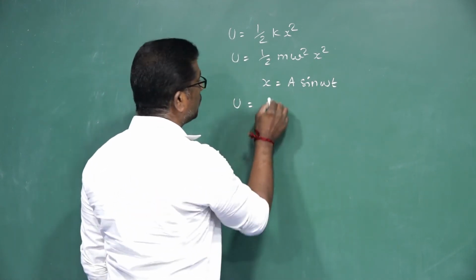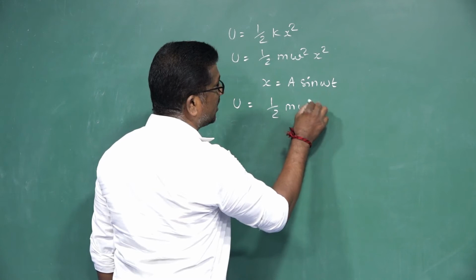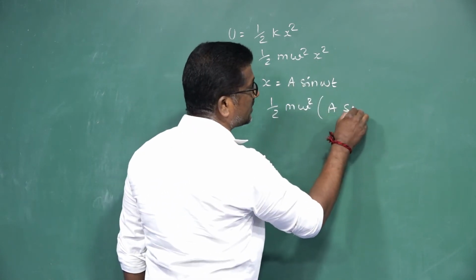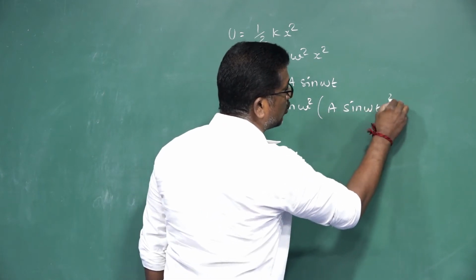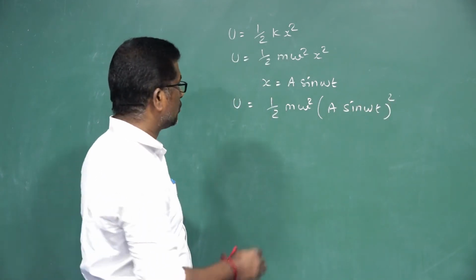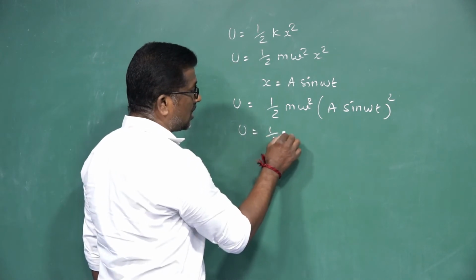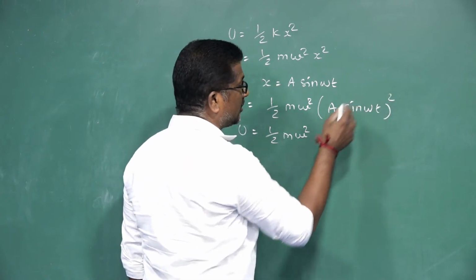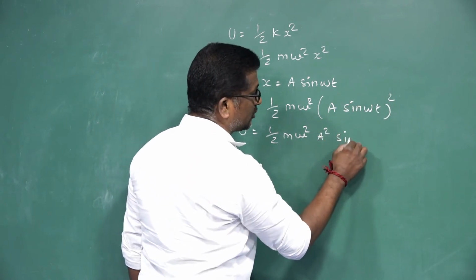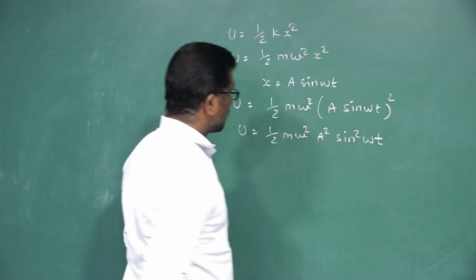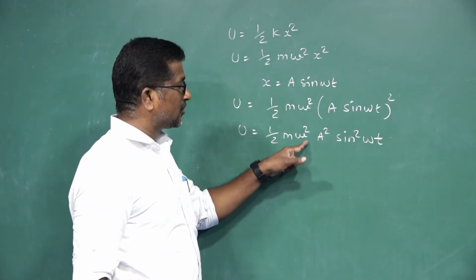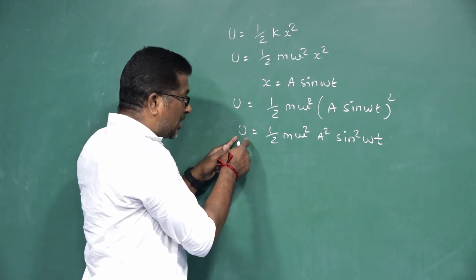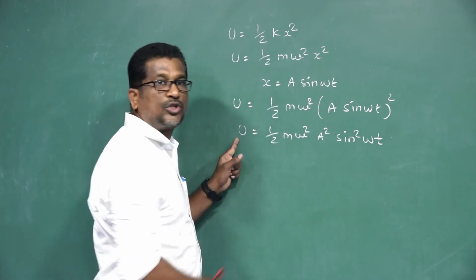Therefore u is equal to half of m omega square. Instead of x we can write a sin omega t, so a sin omega t the whole square. So u is equal to half of m omega square into a sin omega t the whole square, that is a square sin square omega t. So u is equal to half of m omega square a square sin square omega t. This is the potential energy of the particle in simple harmonic motion with respect to time.